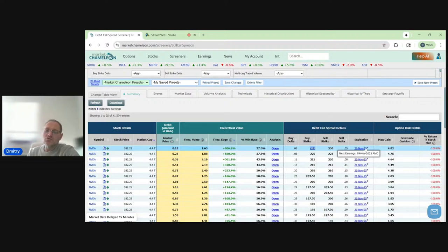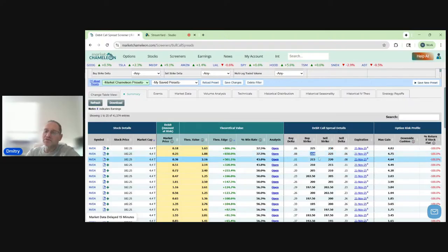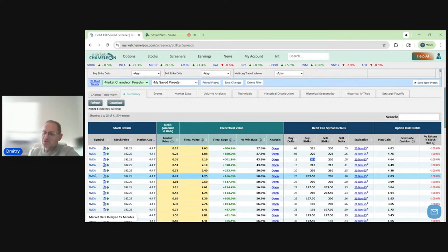So you can see here November 21st expiration, buying the 225 call and selling the 230 call. When you're doing a call spread, it's buying one call and then selling another call at a higher strike in the same expiration, a bull call spread. You could have different combinations of strikes, as you can see here: 225, 230 strike, 220, 225 strike, 215, 220 strike in the same expiration in NVIDIA. So all these different combinations have different prices, risk profiles, and so forth.